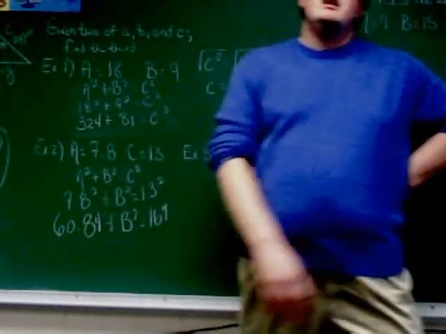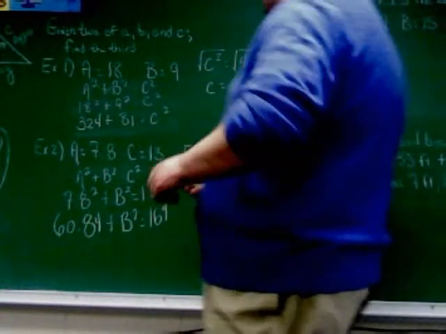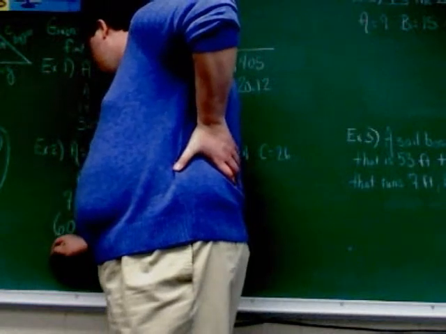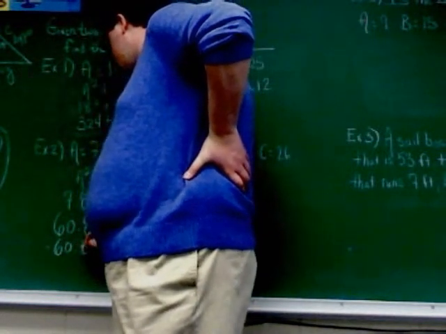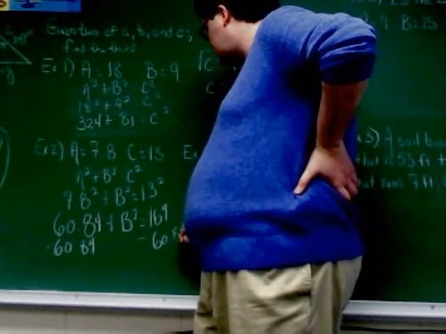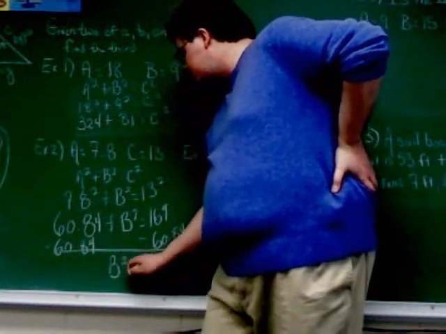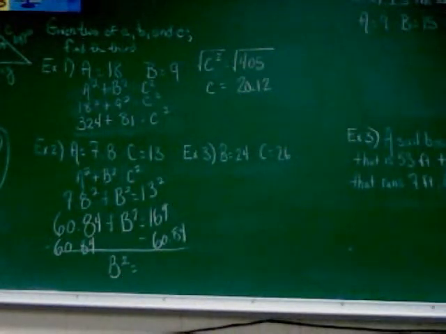Well, guess what? It doesn't matter that it says b squared. You still do the exact same thing. You're still going to subtract that 60.84 from both sides. So that's what I'm going to do now. All right, so I do that, and I get b squared equals, oh no, sorry, 108.16.